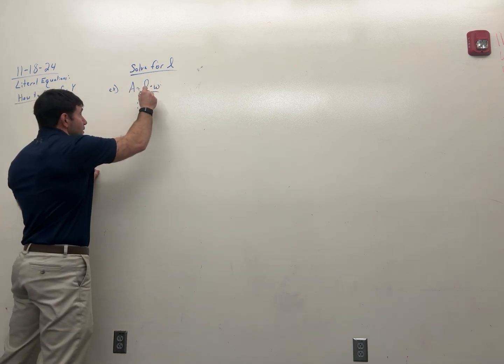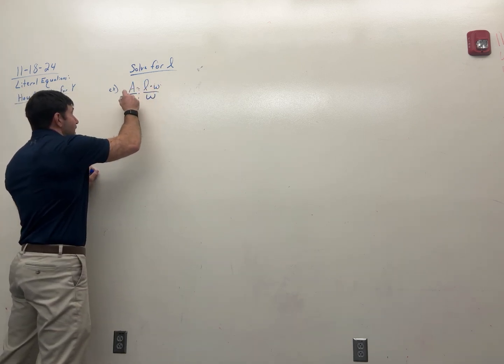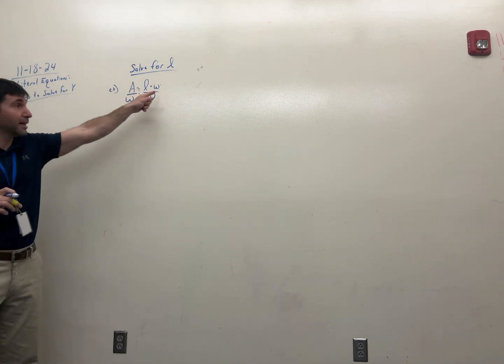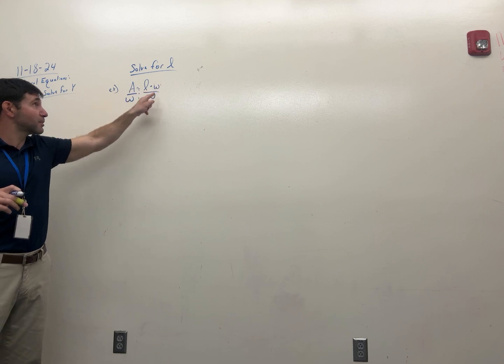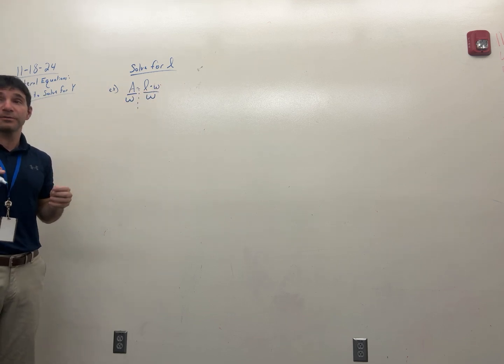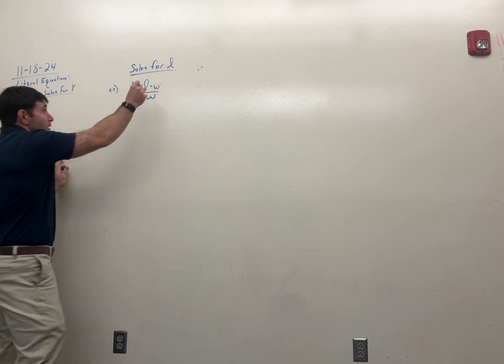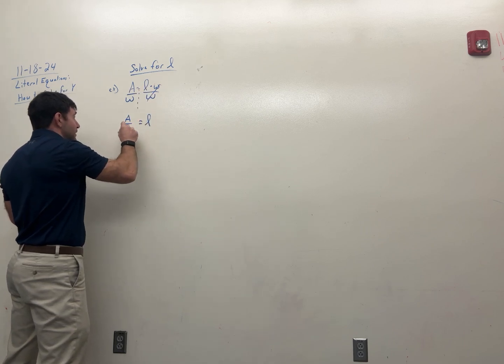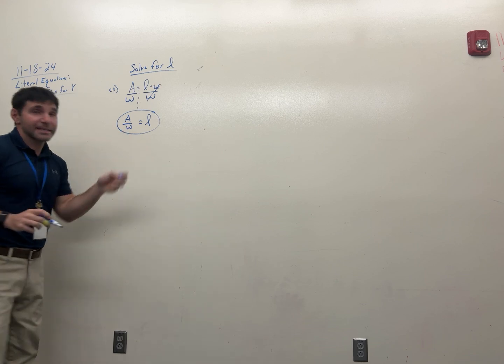Not 1, by, there's no 1s or 2s. I divide by W, because we're trying to get rid of W. What's W divided by W? What's anything divided by itself? 1. So that's gone. That leaves me L equals A divided by W. That's how we find length.